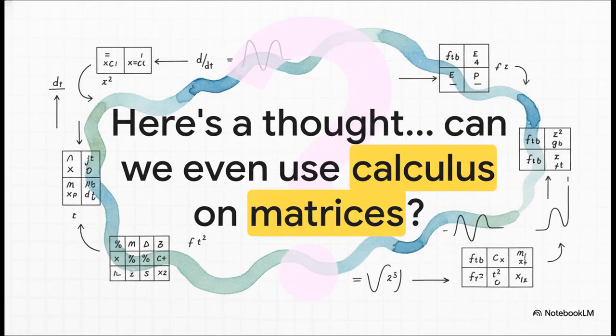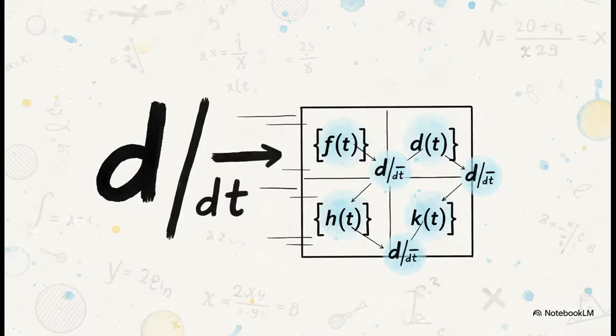So up to this point, we've only been dealing with matrices that are full of plain old numbers. But this is a calculus course. Things are supposed to change. So here's a thought. What happens if the numbers inside our matrix aren't just numbers? What if they're functions of a variable, like t? Can you actually do calculus on a whole matrix? And the answer is a big yes. And you know what the best part is? It is so much easier than you think.